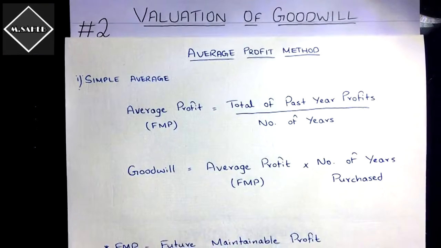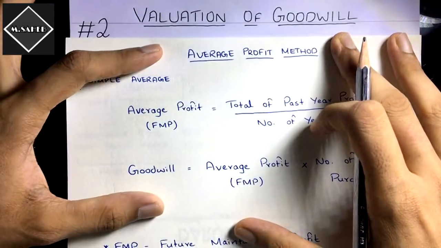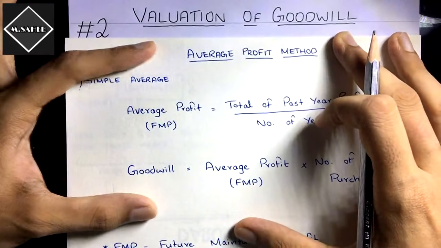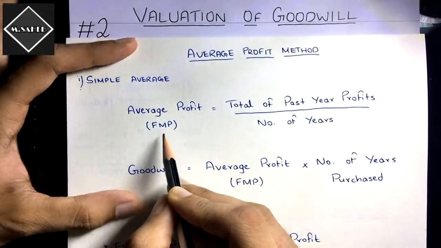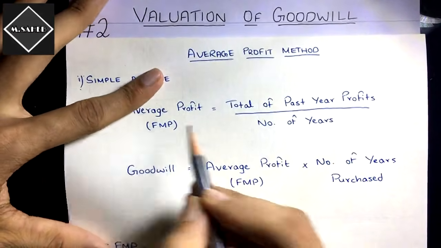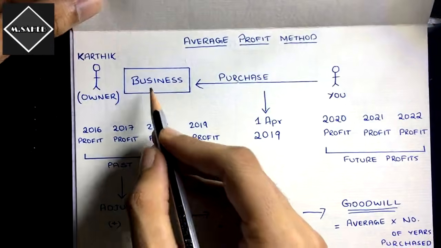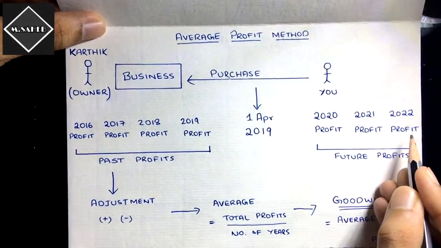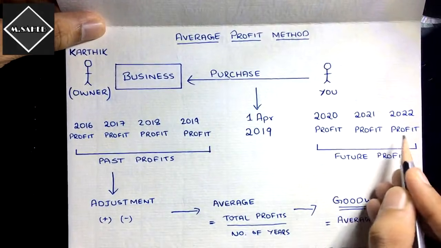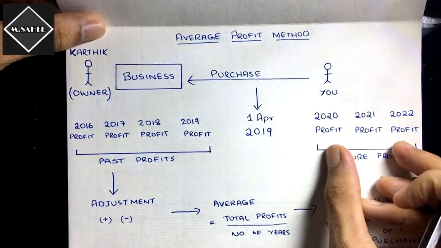Now here are the formulas of average profit method. See, how are we going to calculate the goodwill with average profit method? First you have to calculate the average profit. It is called future maintainable profit. How much profit the business will earn in future, how much profit we can maintain in future. So that is what we have to calculate. Average, okay, it is average.